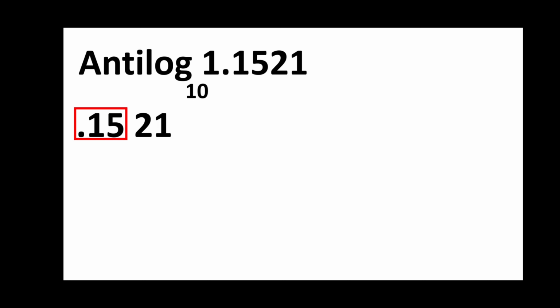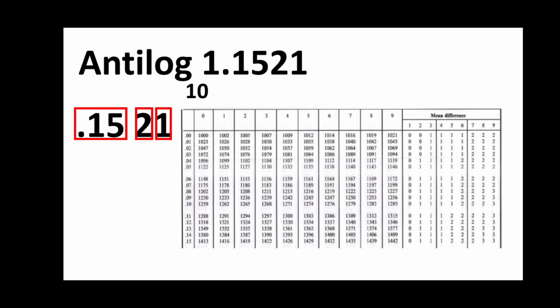The first group should have two numbers with the decimal point, that is 0.15. The second and third groups should have one number each, that is 2 and 1. Now refer to your antilog book. In the row section, look for the number 0.15, and in the column section, look for the number 2. Thus, we get 1419.